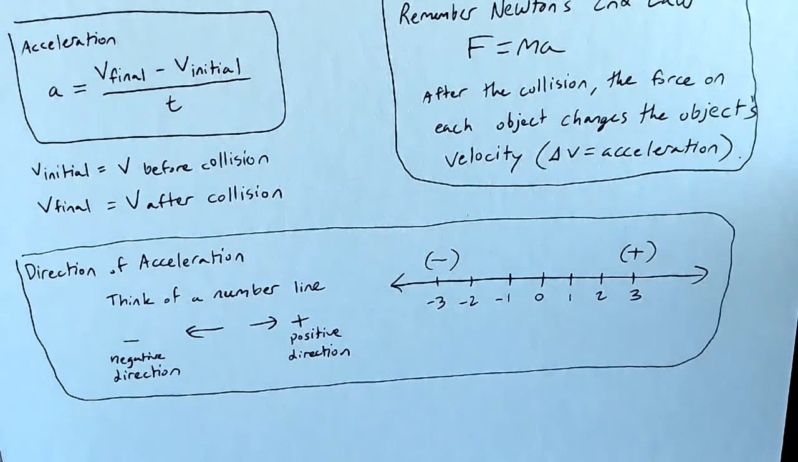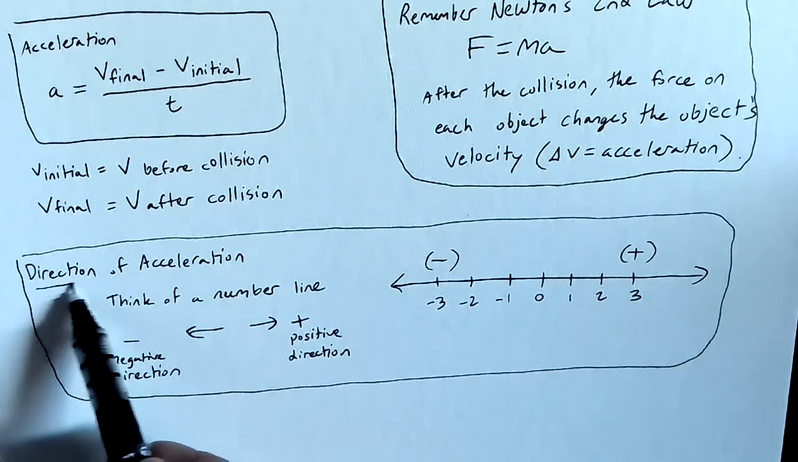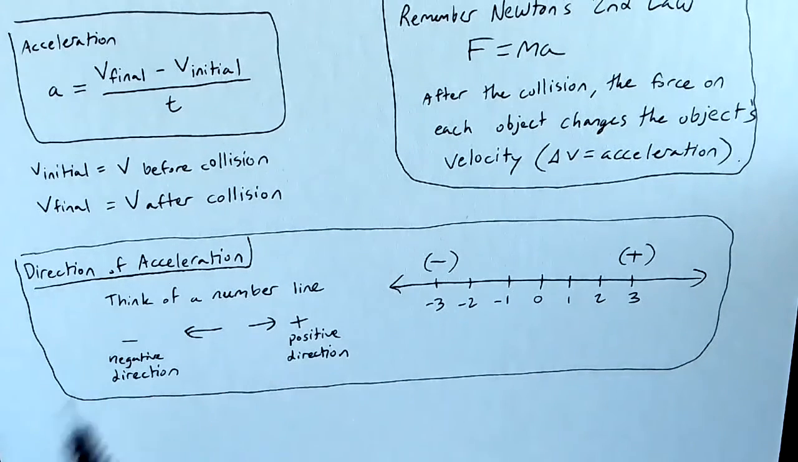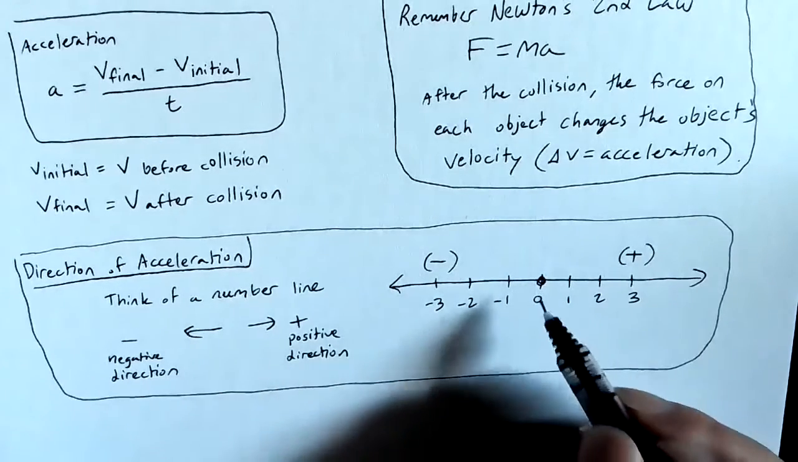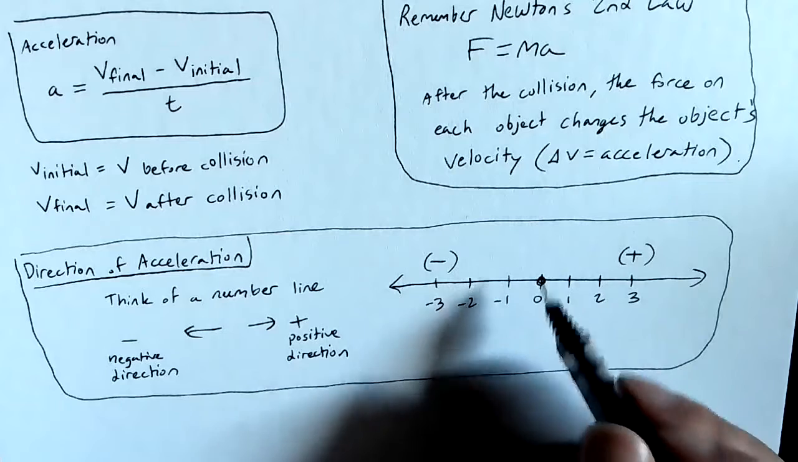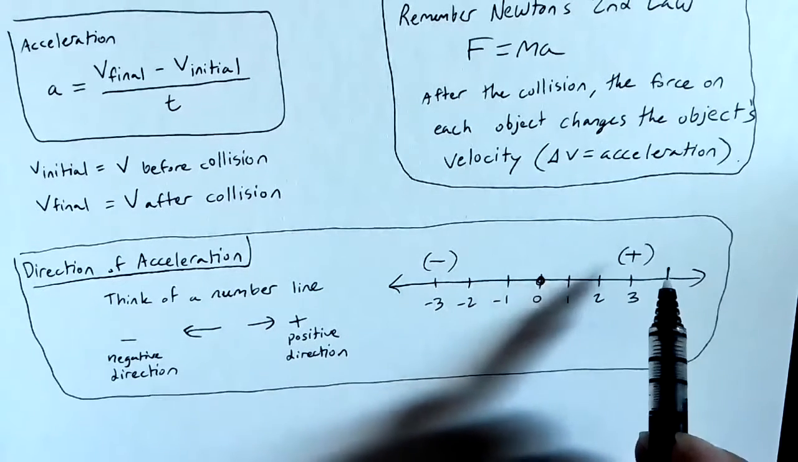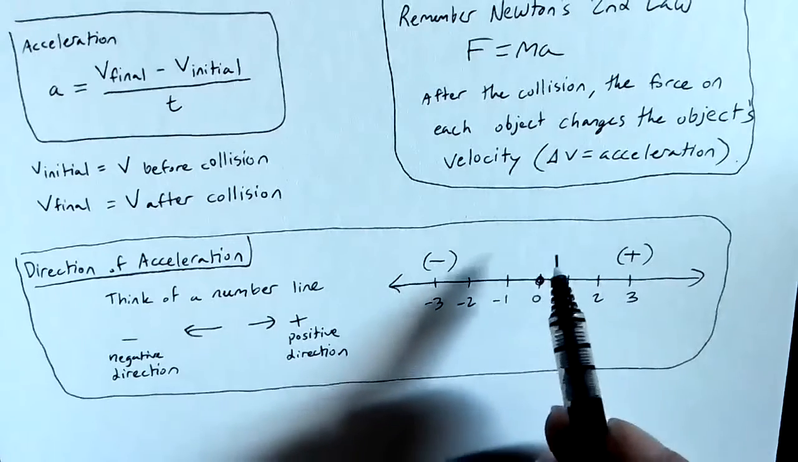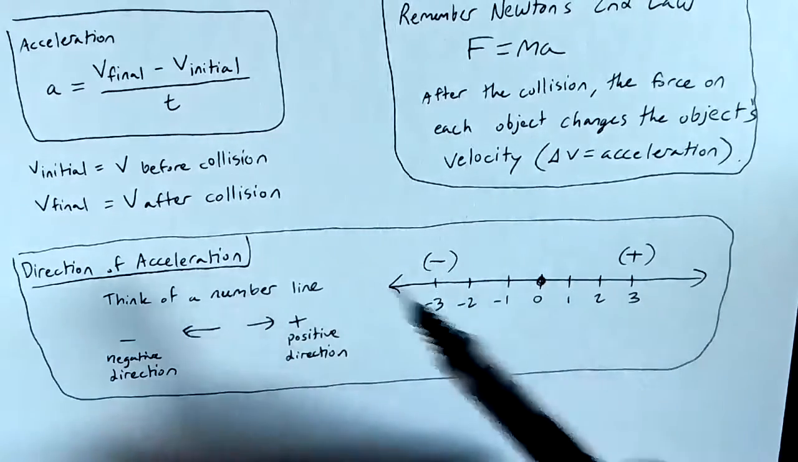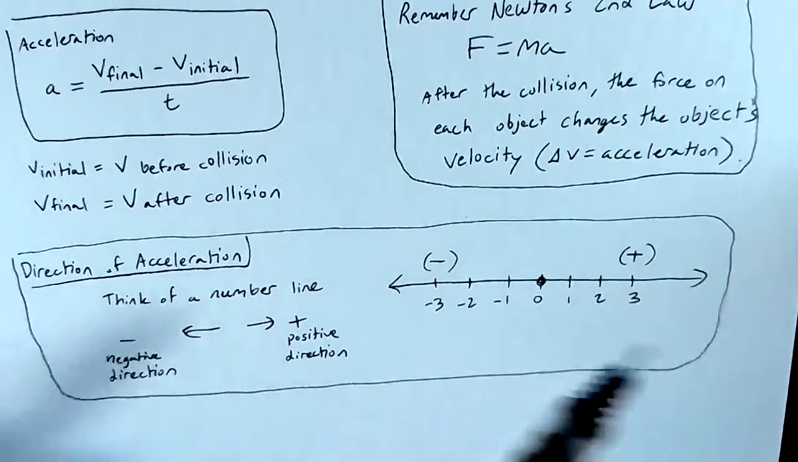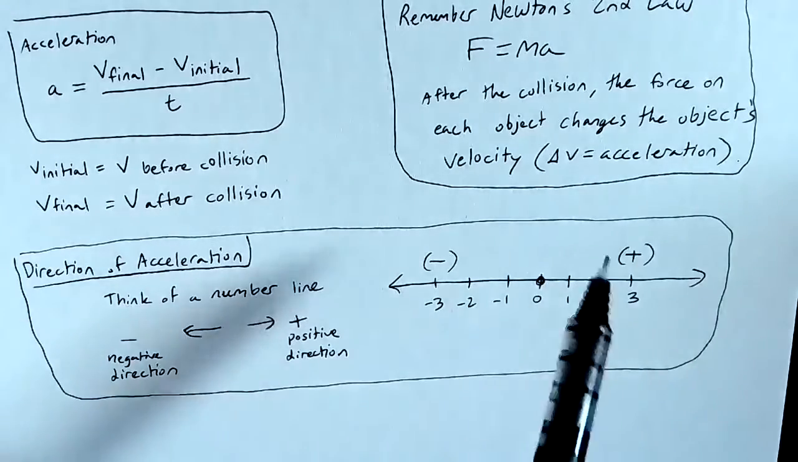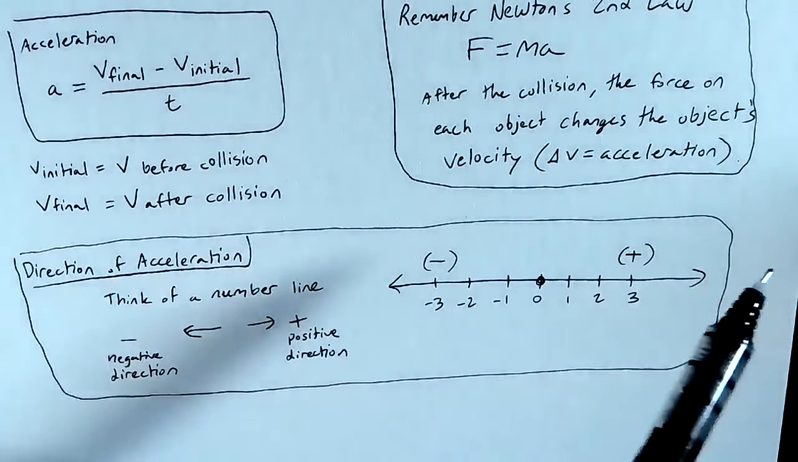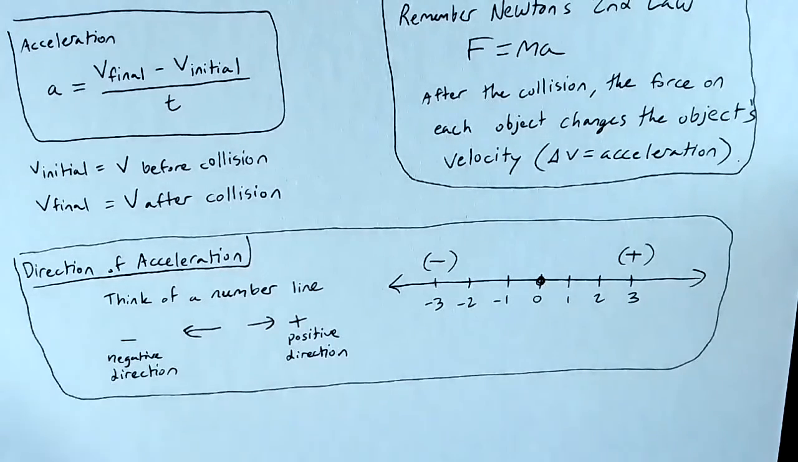And one last thing before we get into the actual problems is to remember the direction of acceleration. The easiest way I can think of to describe this is to think of a number line. Let's say we have 0. The number line has a center of 0. If you move towards the right, you're moving in the positive direction. But if you move towards the left, you're heading in the negative direction. So positive and negative are just telling you which direction the acceleration is moving, okay? If it's positive, the object is going in this direction. If it's negative, the acceleration is going the opposite direction.